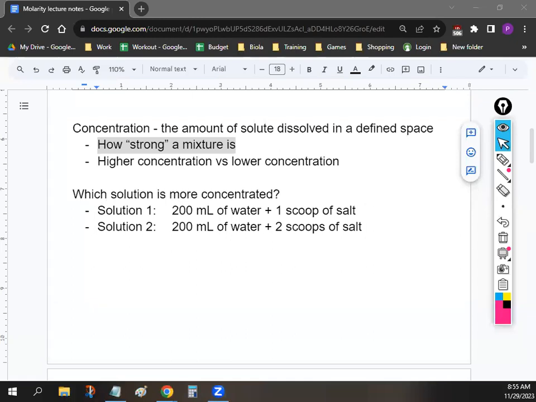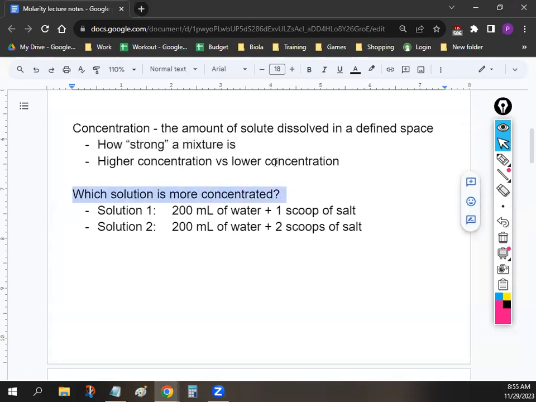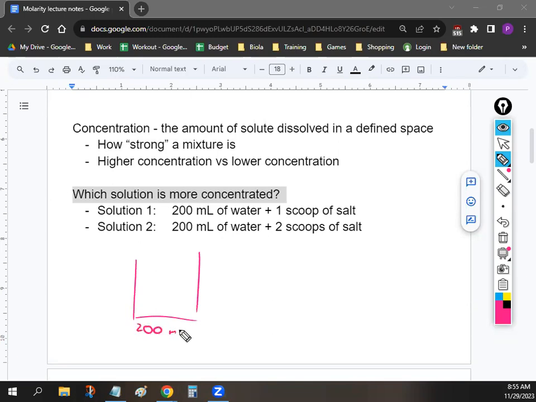All right, guys, just to help us understand concentration a little better, we're going to go through just one or two examples. You guys don't need to copy this down. This is just for you to understand what concentration is. Let's take a look at these two solutions and figure out which one is more concentrated. Let's say we have solution one, which is going to be a container that has 200 mils of water, and then you're just going to put 1 scoop of salt in there. The second solution is basically the same thing. It's going to be 200 mils of solution again, but this time you put 2 scoops of salt in there. So which one do you think is more concentrated, 1 or 2?